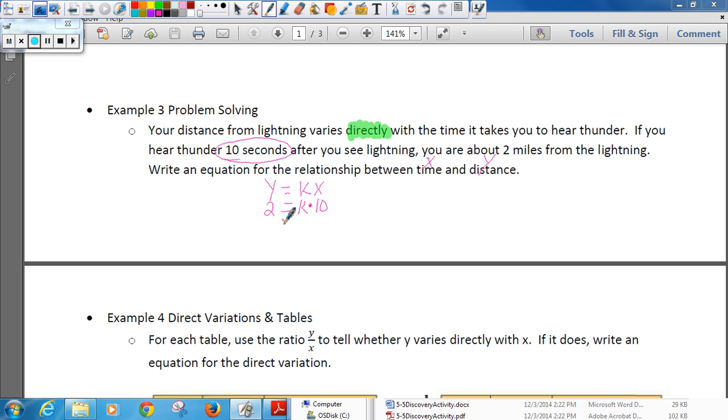And now I just do exactly what we did in our last one. I'm going to solve for k. And I get k equals 1/5. And now I write my direct variation equation, y equals 1/5 x. Go ahead and turn the page.